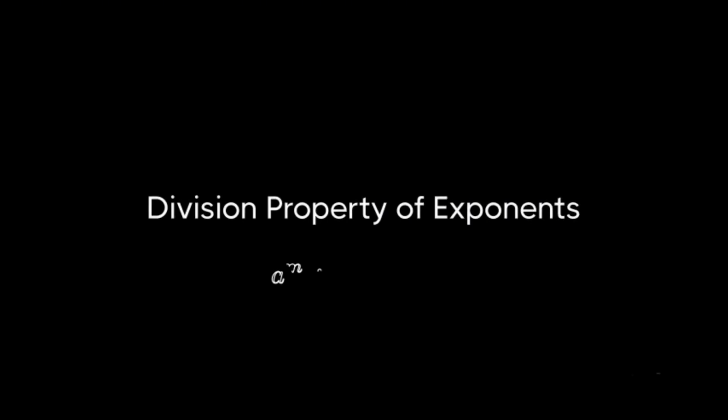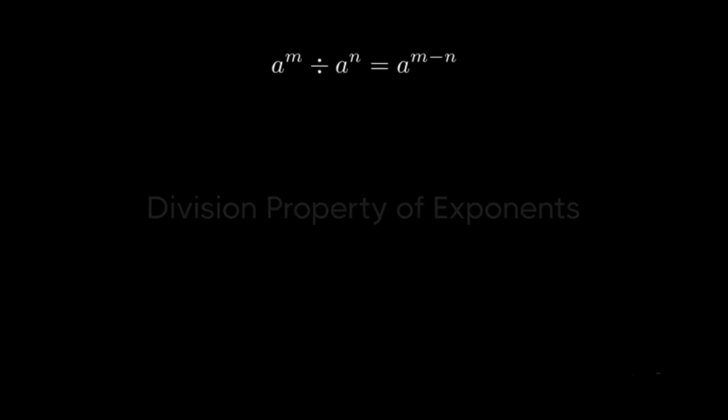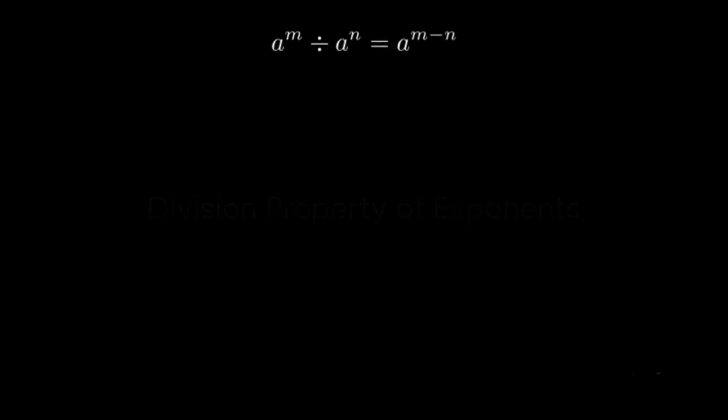The division property of exponents is a powerful tool that not only helps us simplify expressions, but also reveals why any non-zero number raised to the power of 0 equals 1. This formula tells us that when we divide two powers with the same base a, we keep the base and subtract the exponents. For example, a to the power of m divided by a to the power of n equals a to the power of m minus n.